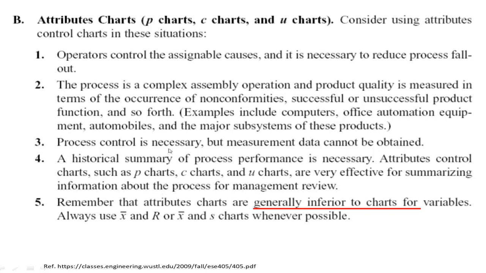When process control is necessary but measurement data cannot be obtained, in this case we prefer the attribute type of chart. It means whenever measurement data is not obtained but we get data in terms of yes, no, accept, reject, good, bad, then we prefer the attribute type of chart. One main point to remember about attribute type charts is that these charts are inferior to the charts for variables. Always use the X bar and R chart whenever possible.